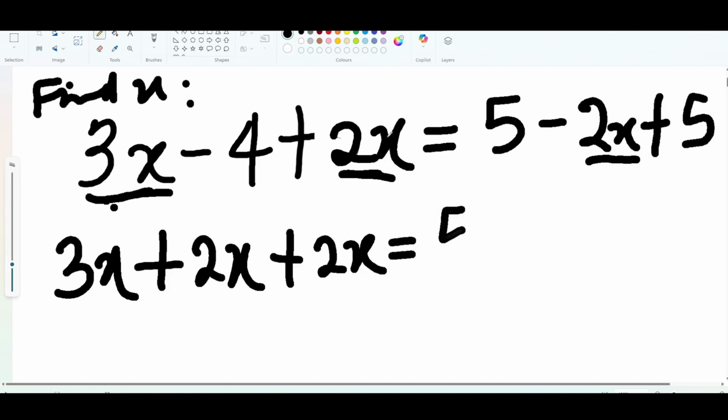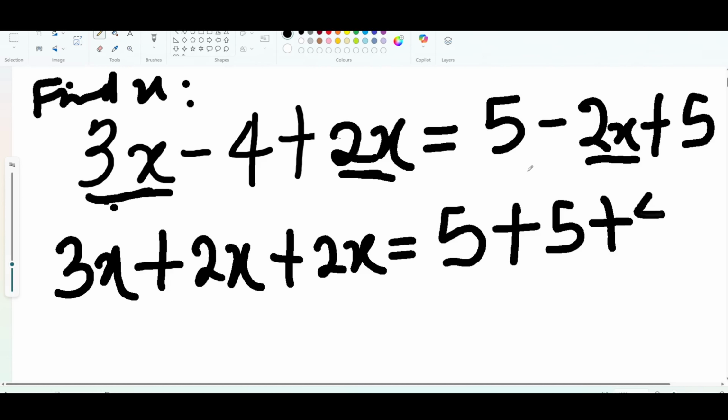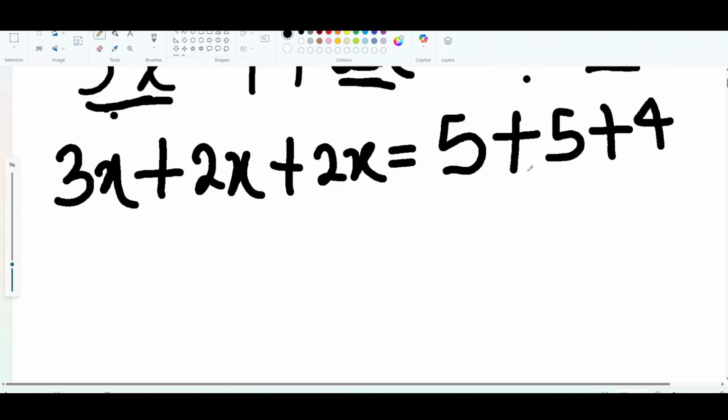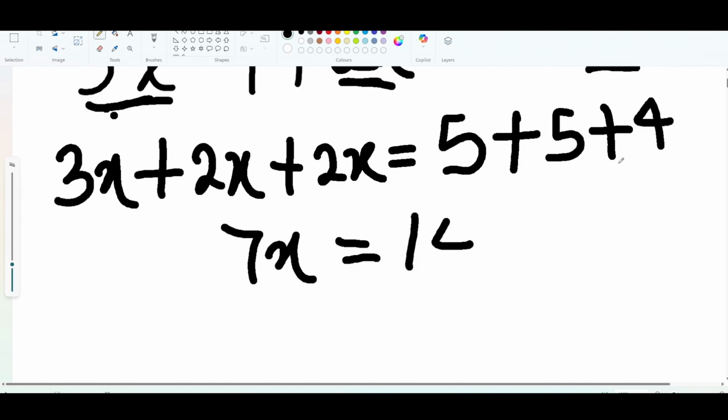So this plus 5 is on the right hand side, and this one is also on the right hand side. So by the time this one which is on the left hand side is transferred to the right hand side, its sign becomes positive, so it becomes plus 4, right? So when we now add this together, 3x plus 2x is 5x, and 5x plus 2x is 7x, and this is going to be 5 plus 5 plus 4, and that is 14, right?